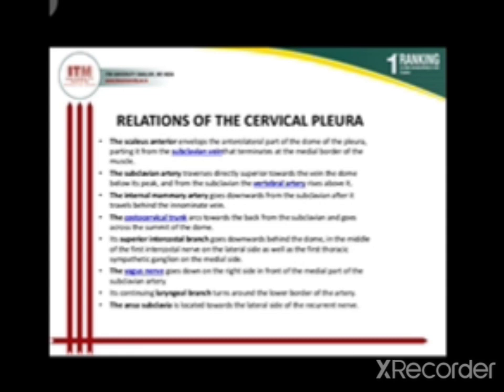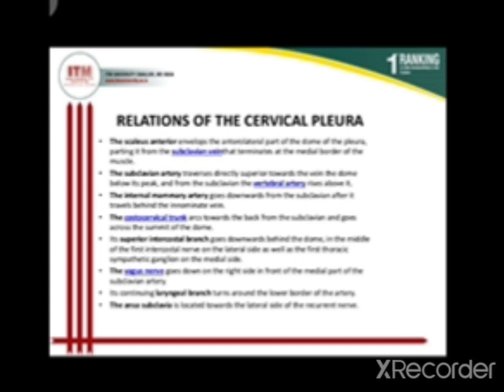So the vagus nerve goes down on the right side in front of the medial part of the subclavian artery. Its continuing recurrent laryngeal branch turns around the lower border of the artery. The ansa subclavia is located towards the lateral side of the recurrent nerve. So these are the various relations of the cervical pleura.